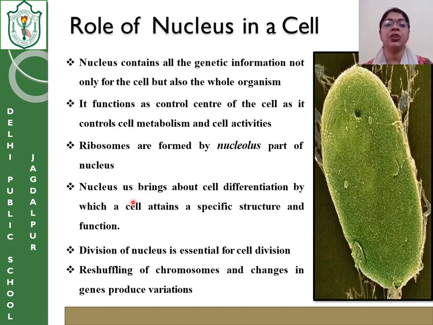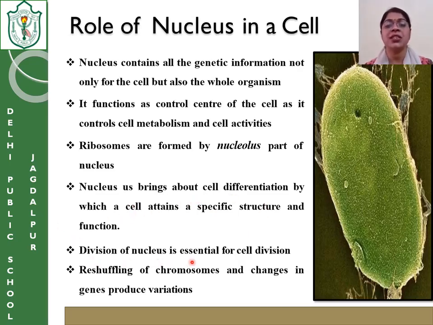The nucleus brings about cell differentiation, by which a cell contains a specific structure and function. So the nucleus decides and forms the new cell, and it differentiates the cell according to its function, and that gives a specific structure and function to the cell.